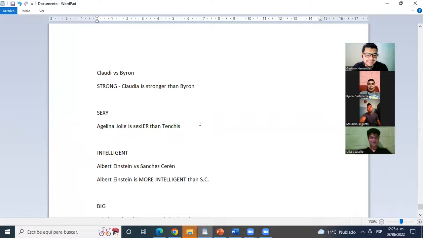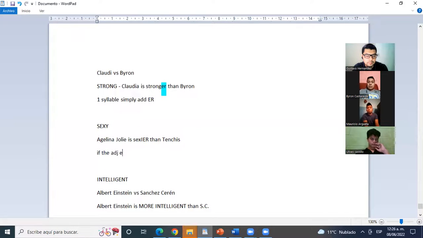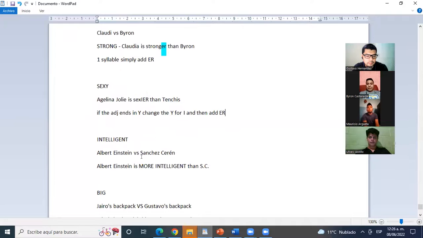All right, very good. So here you can see the rules being applied, okay? In the majority of cases, we're going to simply add ER to the adjective, right? Very simple. So this ER means more, okay? And when do we do this? When the adjective is one syllable, right? So if the adjective is one syllable, we are simply going to add ER, and that means more. Okay, what happened here? If the adjective ends in Y, you're going to change the Y for an I and then add ER. There we go.